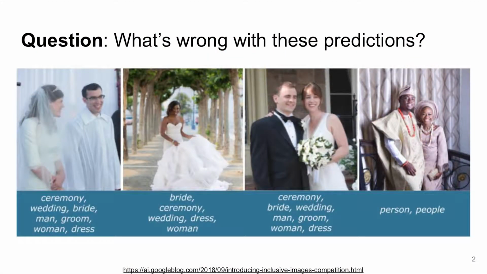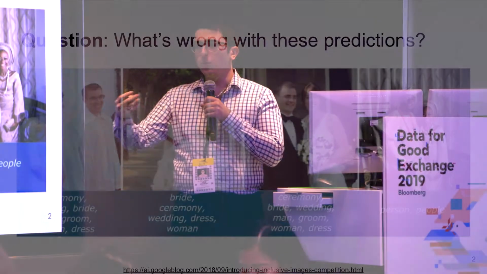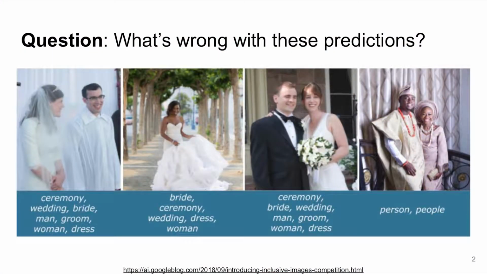So what's the problem that we're working with? Here are four sets of Google employees and their wedding photos. The first three are classified with tags like ceremony, wedding, bride, and groom. Those look like more traditionally Western weddings with a nice white bride dress, and that's classified correctly with models trained on the Open Images dataset. But the last couple is just classified as person or people. And this is a photo of a Nigerian traditional wedding.